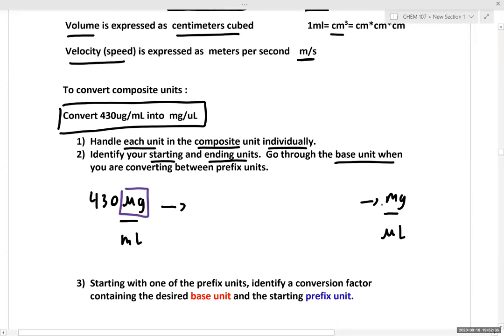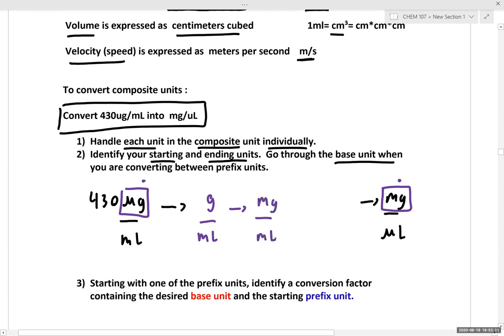So first things first, we're going from micrograms to milligrams. What is our stepping stone on top? What is our intermediate unit on top to go from micrograms to milligrams? Grams. Yep, so we're going to go to grams per mil and then to milligrams per mil.